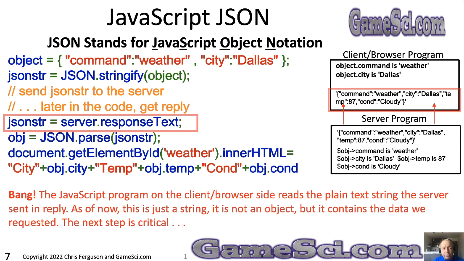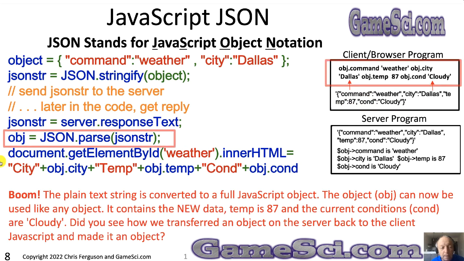We're back in JavaScript. JavaScript is going to receive the string reply from the server and do a JSON string equals server.responseText. Bang! The JavaScript program on the client, our browser side, reads the plain text string the server sent in reply. As of now, this is just a plain old string. It's not quite an object yet, but it contains the data we requested. The next step is critical. Right now, we're at a point where the reply string has been sent from the server.